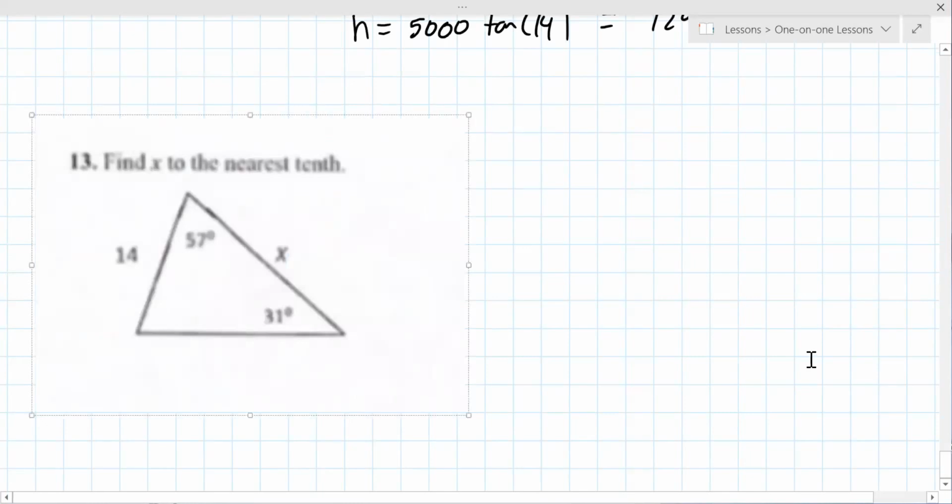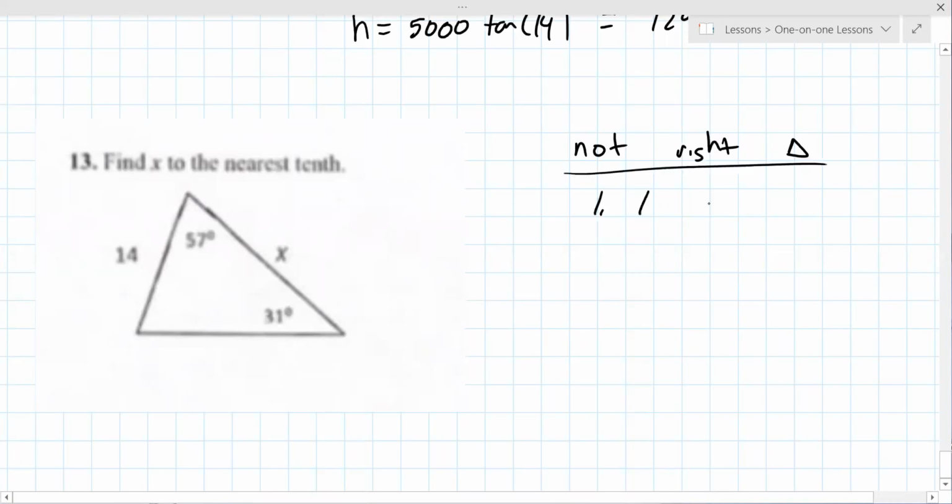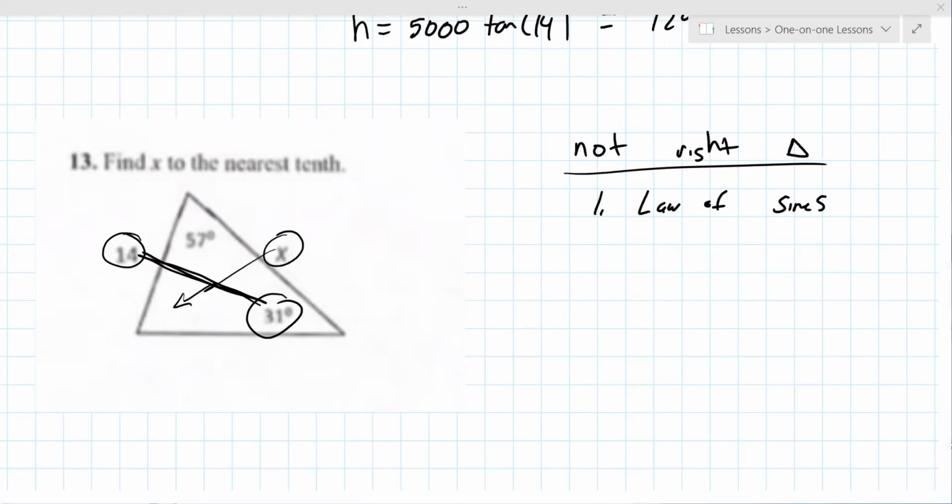Okay, this is your first not right triangle. And in class, you learned about two ways to solve not right triangles. The first is law of sines, and that is what we are going to apply here. Law of sines is used when you have a side and an angle pair. See how these are opposite from each other? Well, we need another side angle pair. Well, x is across from this angle, but we don't have it. But can we find it? Meaning, can you calculate that value? Yes.